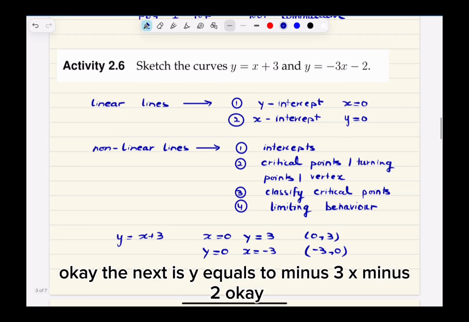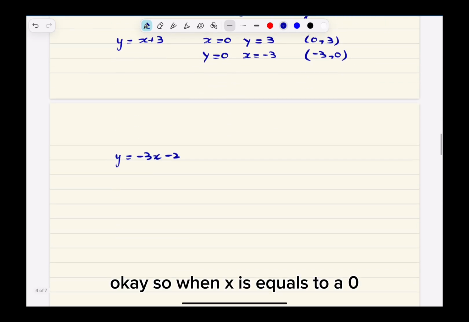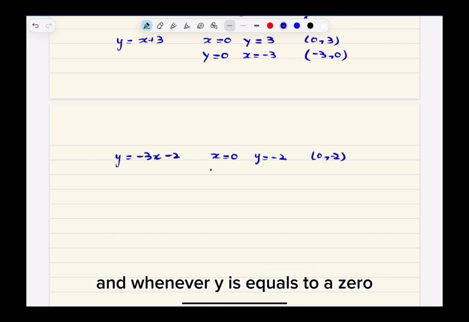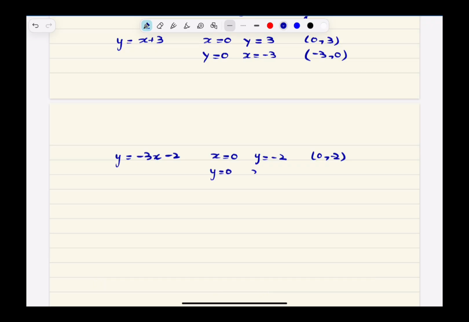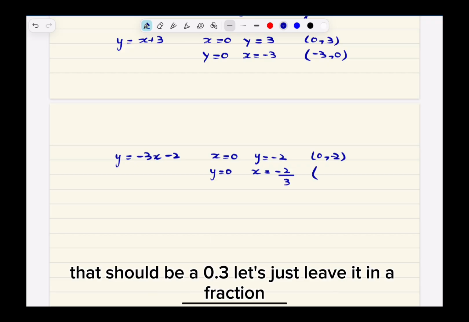The next is y is equal to minus 3x minus 2. When x is equal to 0, y is equal to minus 2. So this is one intercept. And whenever y is equal to 0, x is going to be minus 2 by 3. That should be about minus 0.67, but let's just leave it as a fraction.